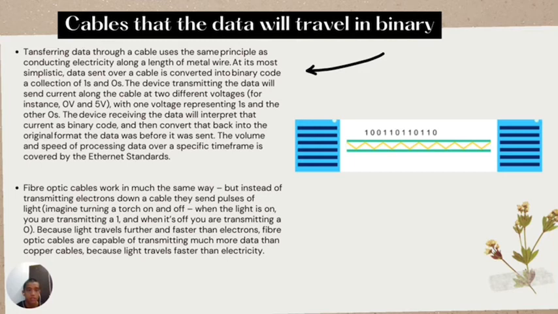Fiber optic cables work in much the same way, but instead of transmitting electrons down a cable, they transmit pulses of light. Imagine turning the torch on and off. When the light is on, you are transmitting a 1, and when it's off, you are transmitting a 0. Because light travels further and faster than electrons, fiber optic cables are capable of transmitting much more data than copper cables. Because light travels faster than electricity. So yang kita guna sekarang 5G semua tu adalah fiber optic cables.